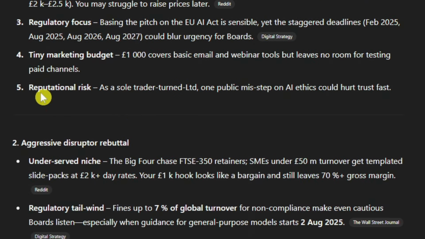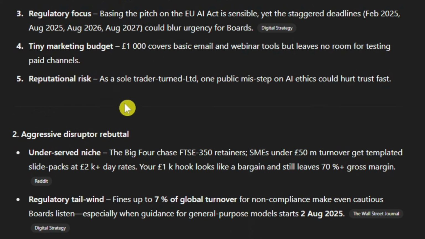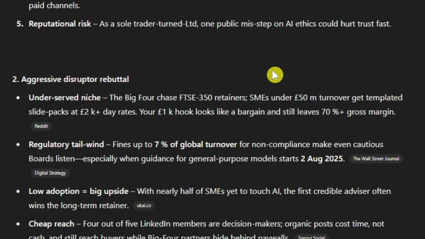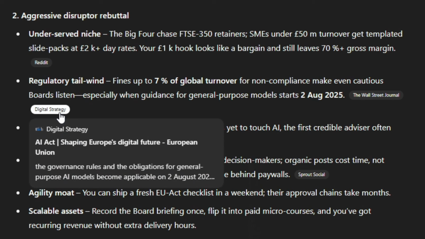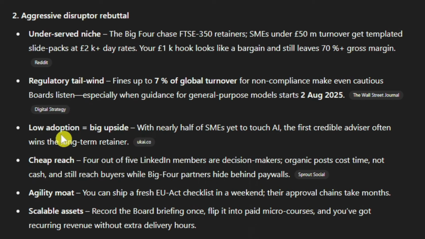Worried about that. Reputational risk as a sole trader. Would that actually work? And then the aggressive disruptor rebuttal. It's an underserved niche. Regulatory tailwind. So I've got the regulation supporting my business. Low adoption equals a big upside.